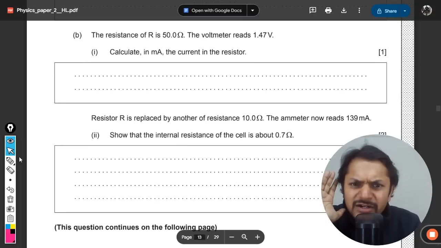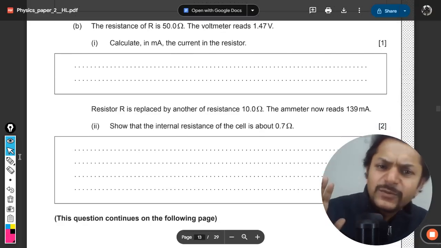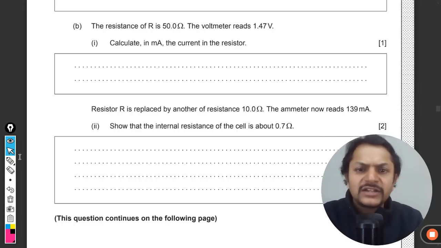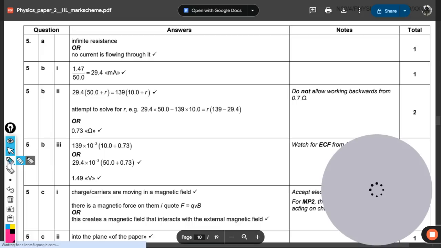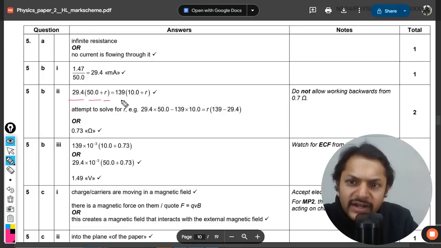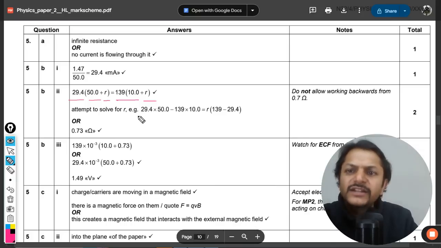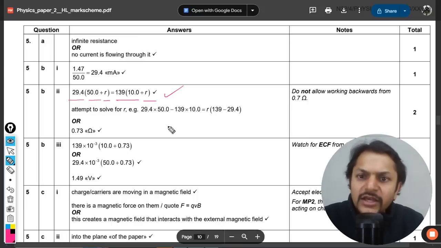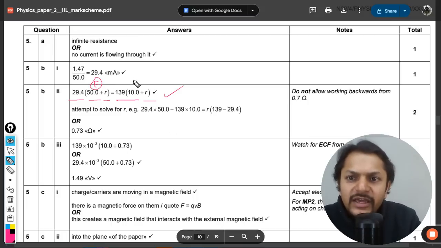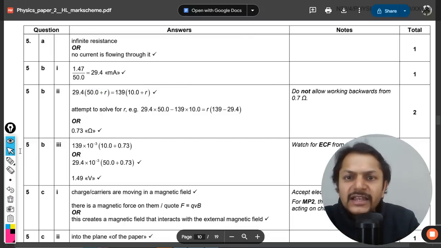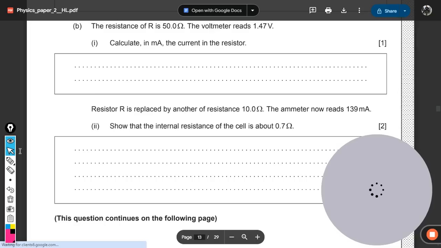I believe this is what we are supposed to do here. The internal resistance will come out to be equal to 0.7. You can use the calculator and find the answer. I will just show you the mark scheme to see if they have done the same thing. Well, I think they have done the same thing. Yes, absolutely correct. 29.4 times 50 plus R, and they have just taken it common, so it is not looking similar to the equation that I have written, but they have done exactly the same thing. They found the EMF here and here, and equated both of these. So this is it. Let us now move to the next question.